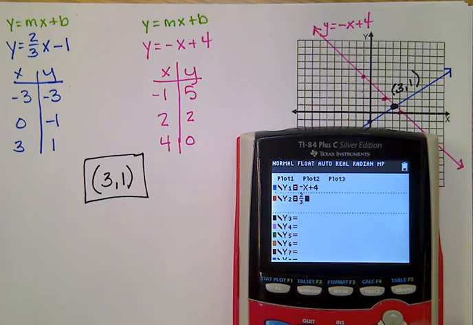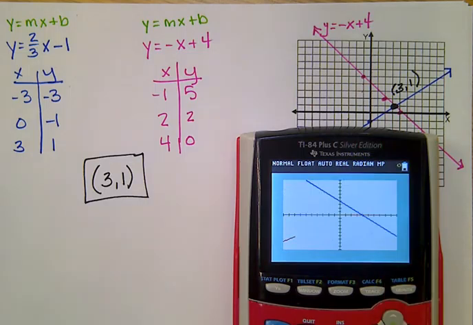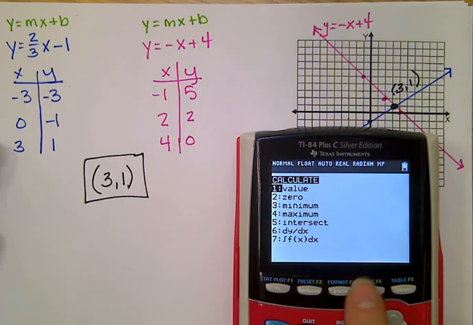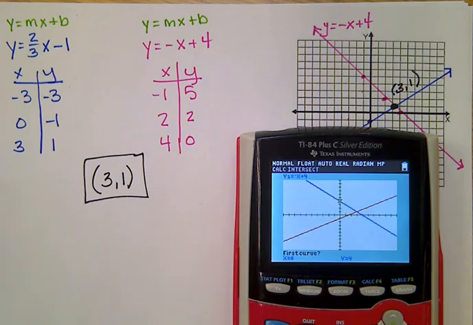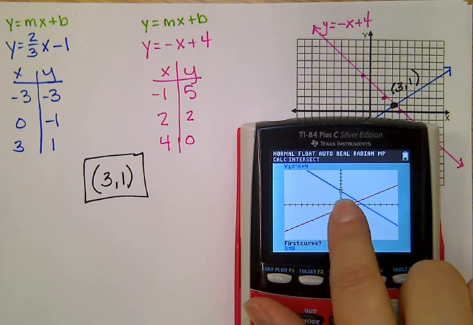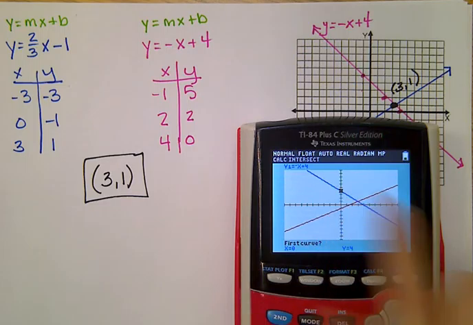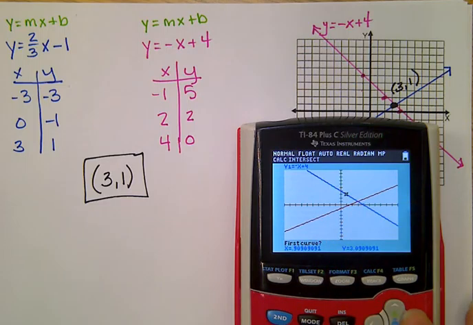2/3 x minus 1. I'm going to graph those. And that looks very close to what I have graphed on my paper. And I want to make the calculator tell me if my answer is correct. The way we do that is you're going to touch second, trace. And from there, we want to touch number 5. And as you can see, I have a cursor right here. I need to use my left and right arrows to move the cursor closer to the intersection. Doesn't have to be perfect, just has to be close.